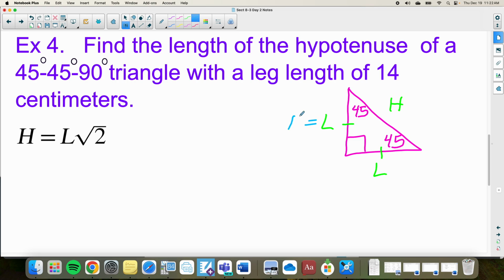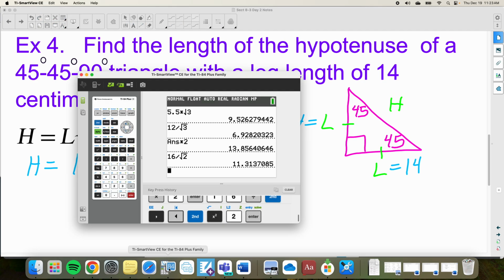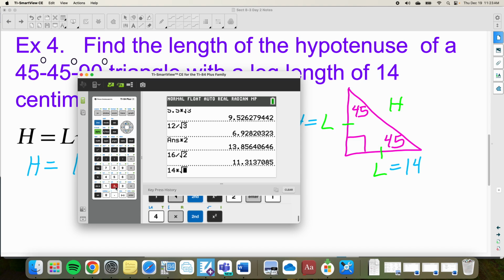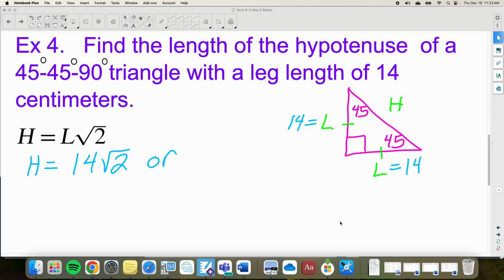So this is 14, which also this would be, okay? So if I came back over here, my hypotenuse would be 14 times root 2, which I could leave like that, or if I went to my calculator, I could do 14 times root 2, which is 19.8.